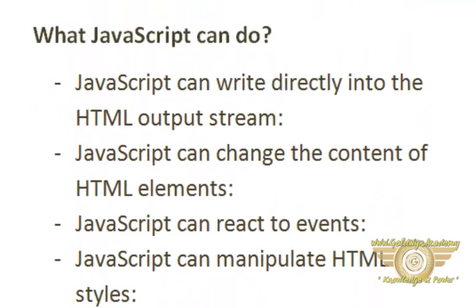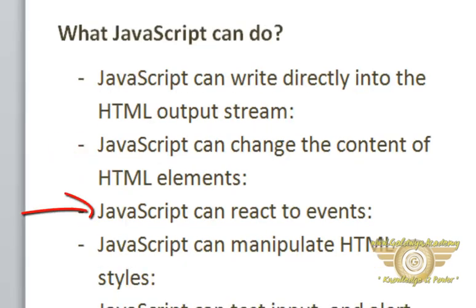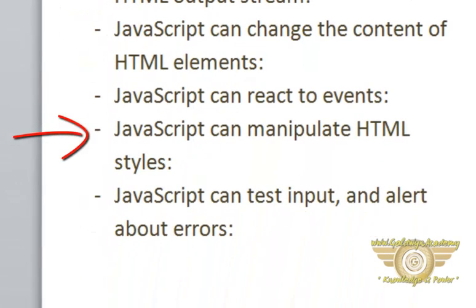Next, what can JavaScript do? JavaScript can write directly into the HTML output stream. It means JavaScript can write any HTML tag directly to the web browser. And JavaScript can change the content of HTML elements. JavaScript can react to events. Events like click mouse button, click enter key, etc. JavaScript can manipulate HTML styles. JavaScript can test input and alert about errors.